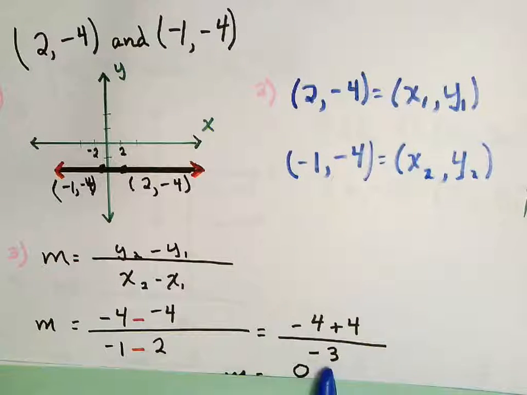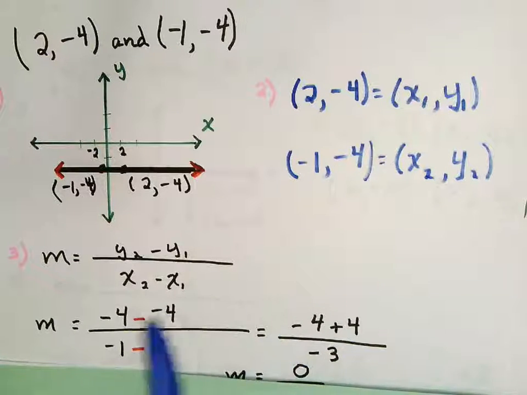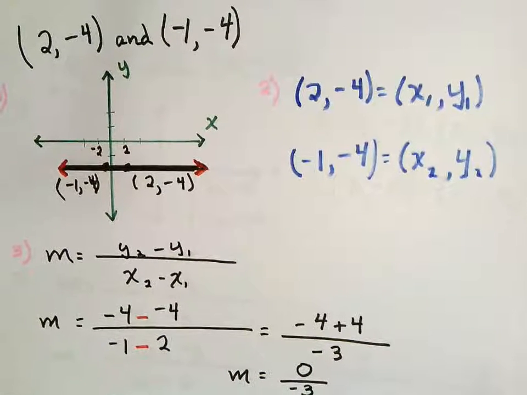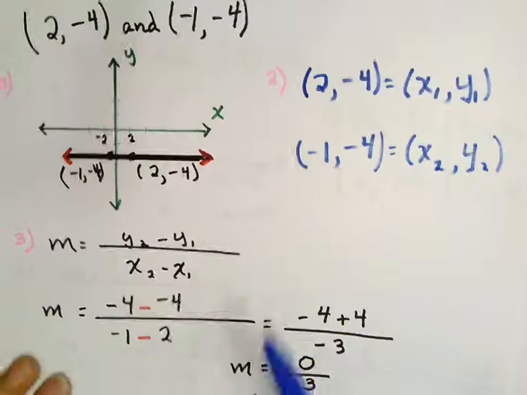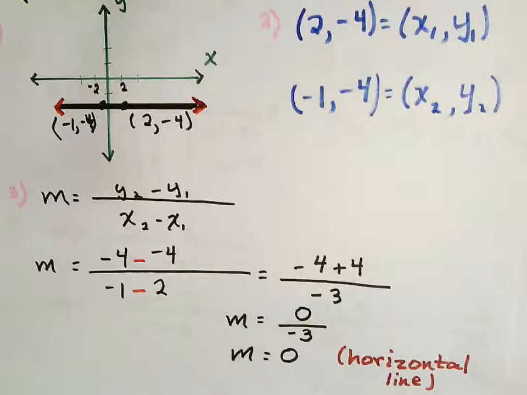-1 minus 2 is -3. Remember, double negative is positive. -4 plus 4 is 0. 0 divided by -3 is 0. So we have a horizontal line. The slope is 0. Remember, we have a horizontal line.